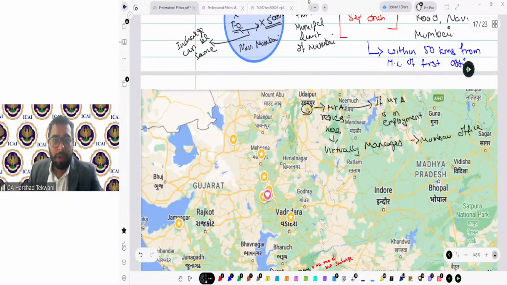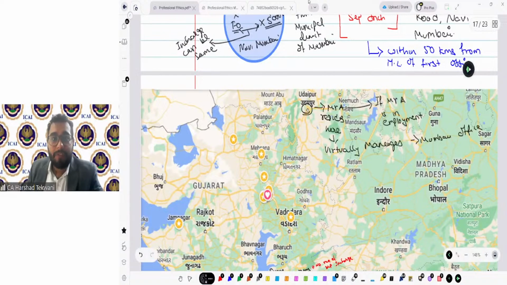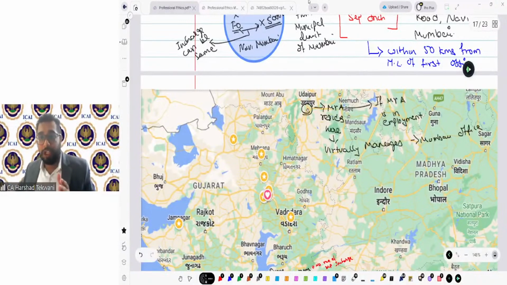Okay. So now let me take some queries on this. If the second office is located beyond 50 kilometers, but within the same city, will it be covered under the exemption? So again, beyond 50 kilometers of what? I am saying, when I'm talking about the limit of 50 kilometers, it is from the end of the city, municipal limit, not from one office to another office. The limit of 50 kilometers starts where the city ends.